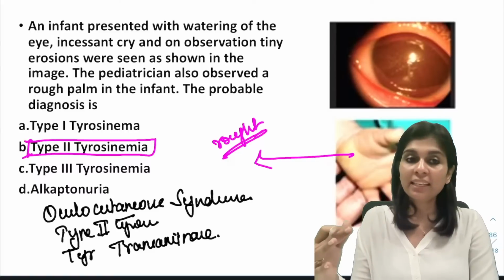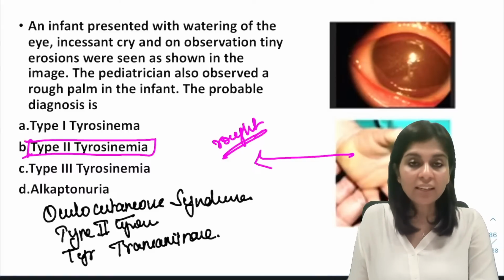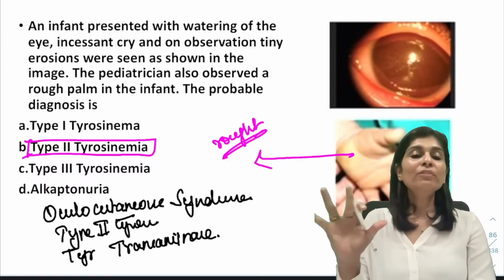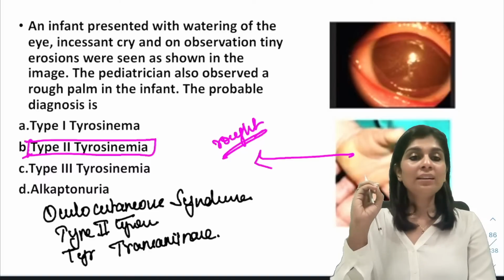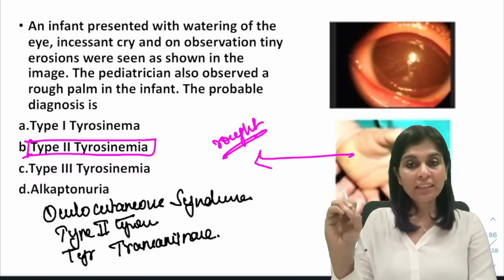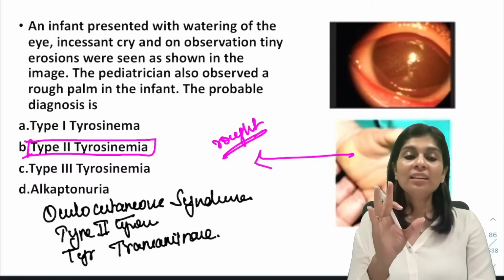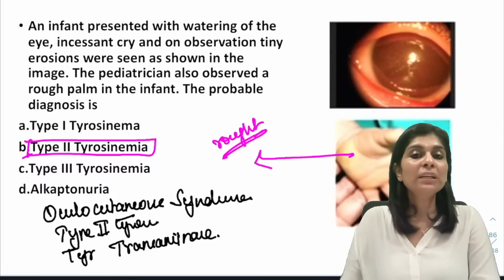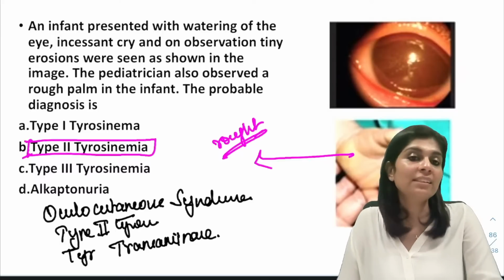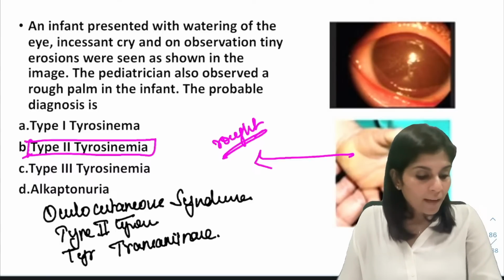Now I'm going to help you understand all the tyrosinemias: type 1 tyrosinemia, type 2 tyrosinemia, type 3 and alkaptonuria. I'm not going to just bombard you with facts here. I'm going to help you understand how tyrosine normally gets metabolized. Then you will understand what happens when these enzymes become defective. You'll not forget this in your exam. Can we do that?